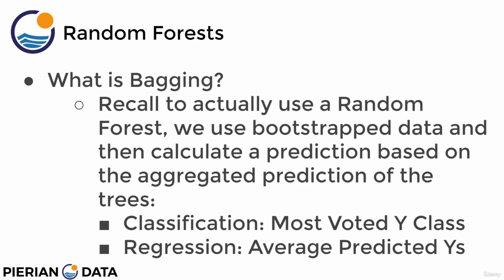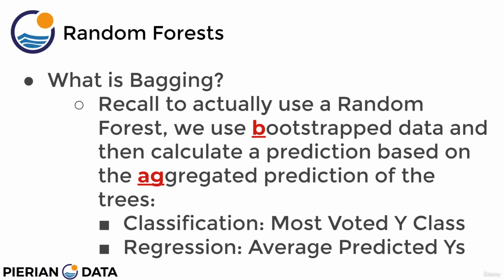And what I mean by aggregated prediction of the trees is, for example, for classification, that's when we tallied up the most voted Y class, class 0 or class 1, class 3, etc. For regression, the aggregated prediction was going to be the average of the predicted Y values, since it's a continuous label. So note here that there are two things that have to occur. We need to be using bootstrapped data, and we're also going to be performing an aggregated prediction. And that's where the term bagging comes from. B for bootstrap and AG for aggregated prediction.